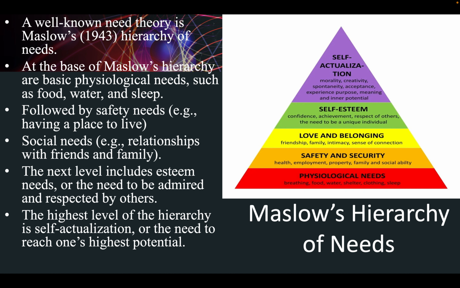At the base of Maslow's hierarchy are basic physiological needs such as food, water, and sleep, followed by safety needs, for example, having a place to live, social needs, for example, relationships with friends and family. The next level includes esteem needs, or the need to be admired and respected by others. The highest level of the hierarchy is self-actualization, or the need to reach one's highest potential.